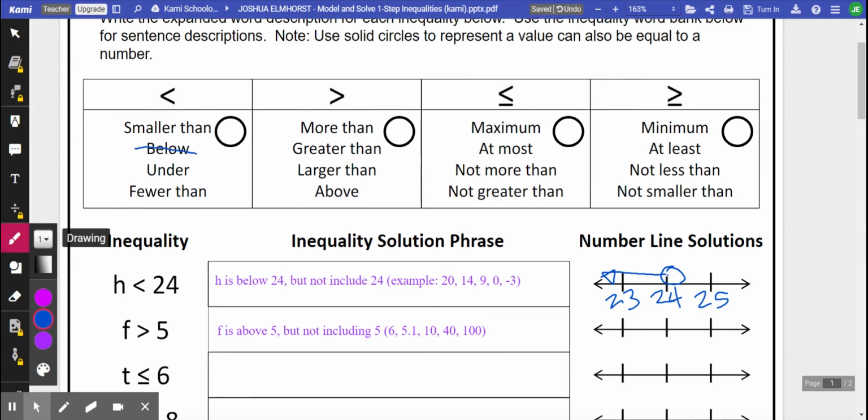Okay, so we used below, and then we used above. And so we start a number line, we got 4, 5, 6. And then we go above, or numbers that are greater than 5, but it's not going to be shaded because it's not including 5.